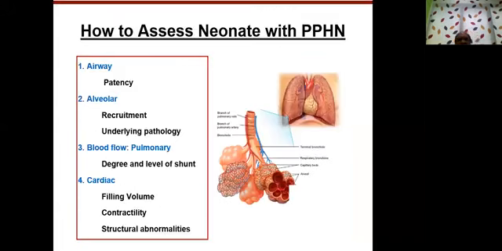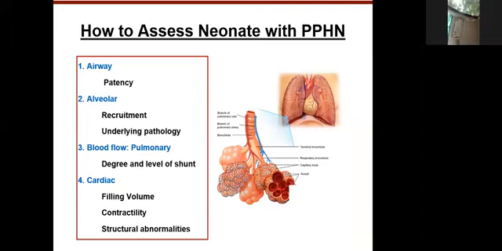Now, how do we assess neonatal pulmonary hypertension? It's a basic algorithm where you look at the airway, you look at alveolar recruitment, whether they're recruited well or not, see the underlying pathology, assess the pulmonary blood flow, and also do a cardiac evaluation, whether the filling is good, and rule out structural abnormality.